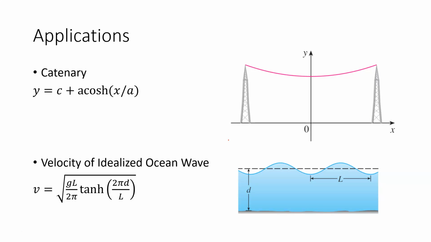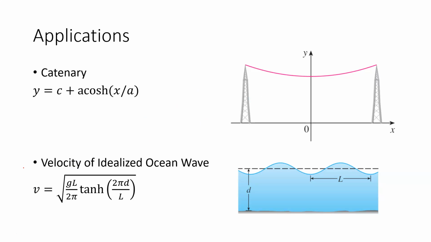Why are these useful ones to consider? Well, they have a lot of applications, especially in physics and engineering. Here's just two really simple examples that we might explore later on. One is a catenary. A catenary is a weighted cable that's hanging between 2 points, and the shape that cable forms as it's suspended from those 2 points is called a catenary.